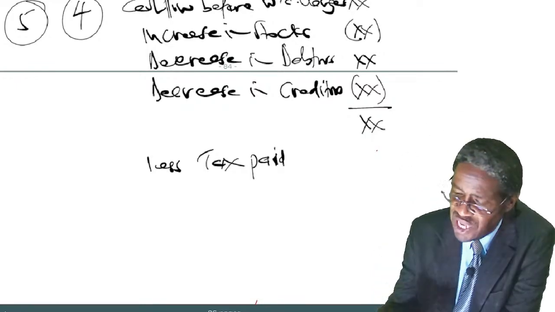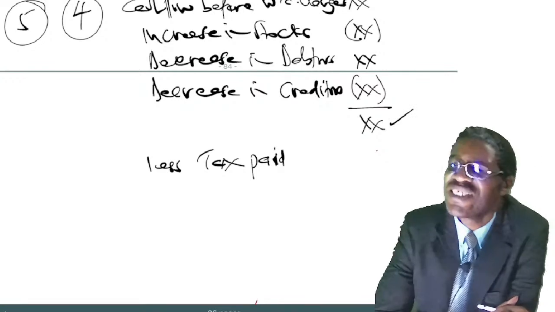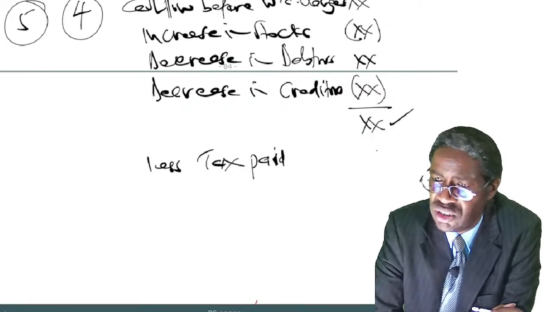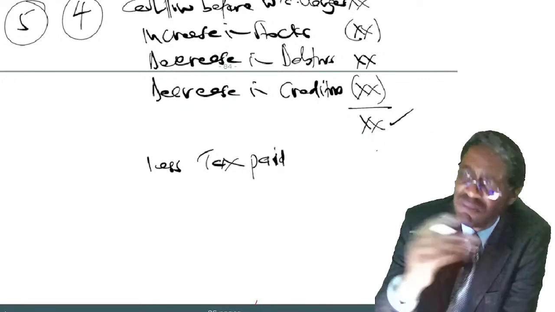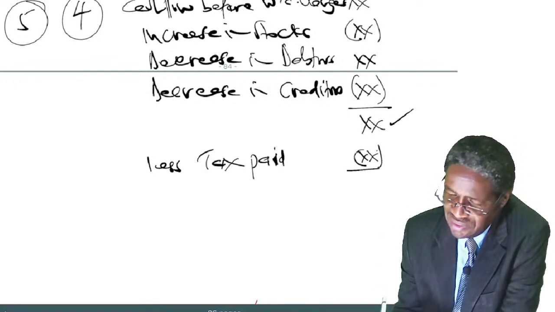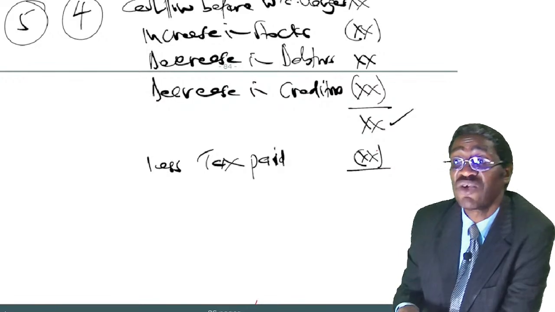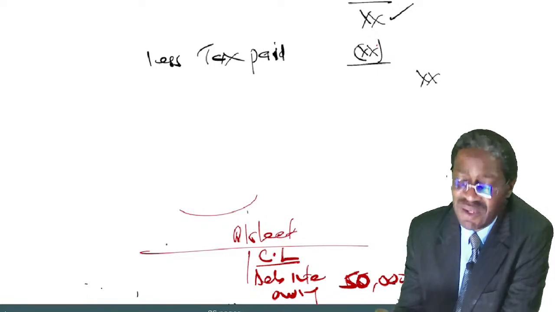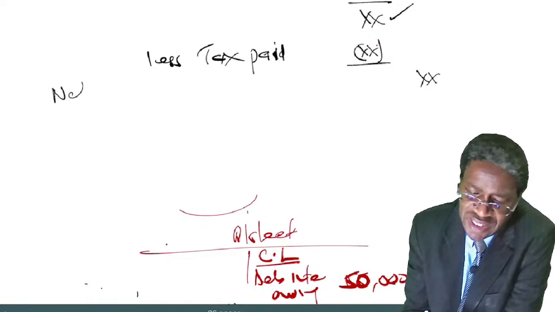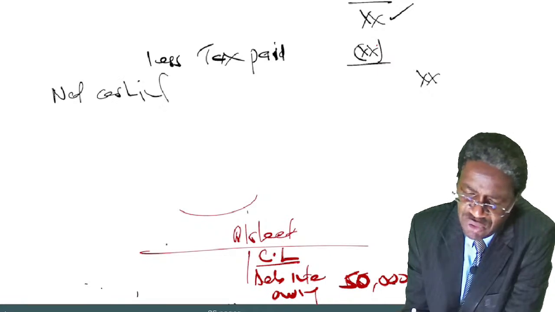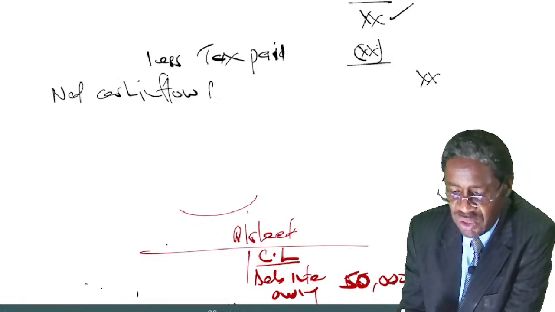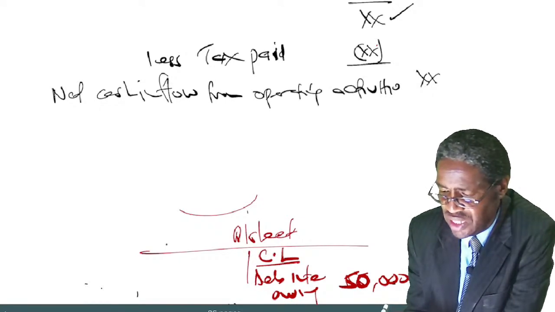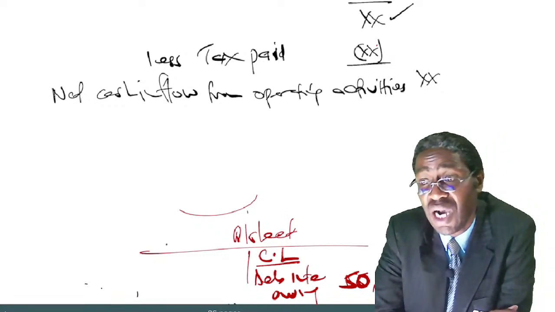Listen. So this figure I'm getting here is like the profit before tax if everything was by cash in the P&L account. Then you come and minus the tax paid. Whatever you get, you push it to the extreme. I am assuming it's a positive. You call it net cash inflow from operating activities.